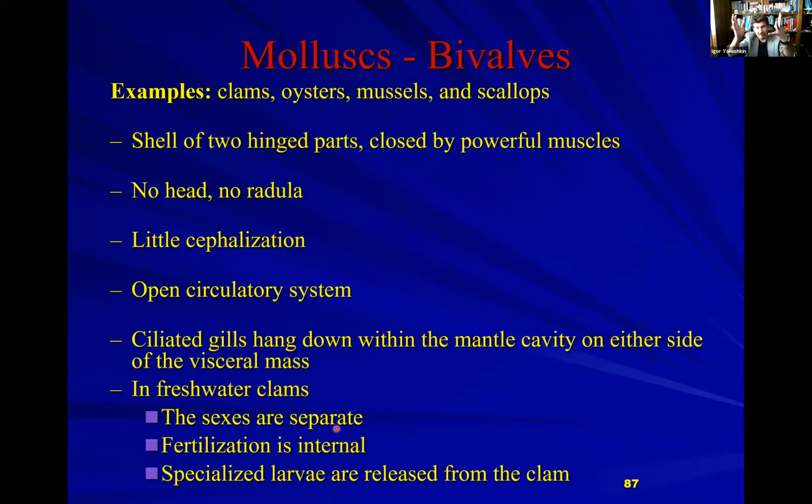So sexes are separate, males and females. The male releases sperm into the water, sperm slowly floating in. The female will suck it in, and if it's a proper species, it will fertilize the egg, and everything is fine. Then the eggs will develop into larvae, and this is how they spread essentially. The larva is free swimming. After a while, it will settle down and turn into the adult organism.